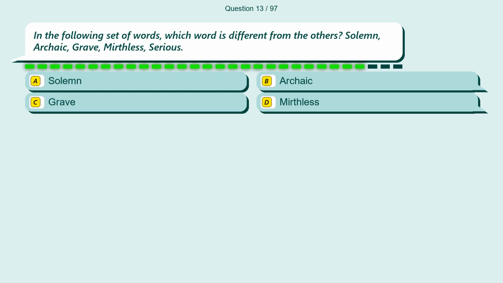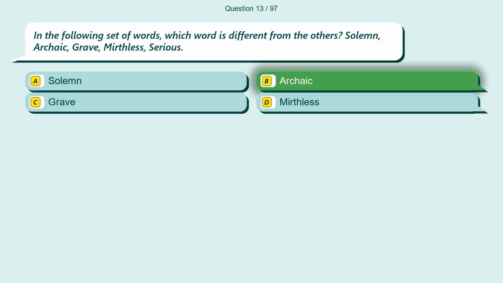Question 13. In the following set of words, which word is different from the others? Solemn, archaic, grave, mirthless, serious. Option A, solemn. Option B, archaic. Option C, grave. Option D, mirthless.